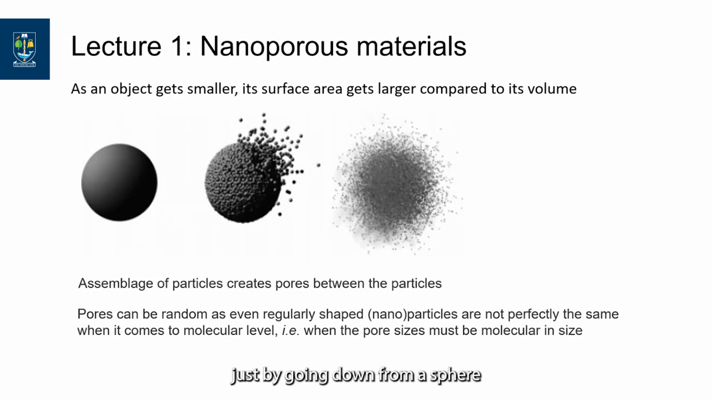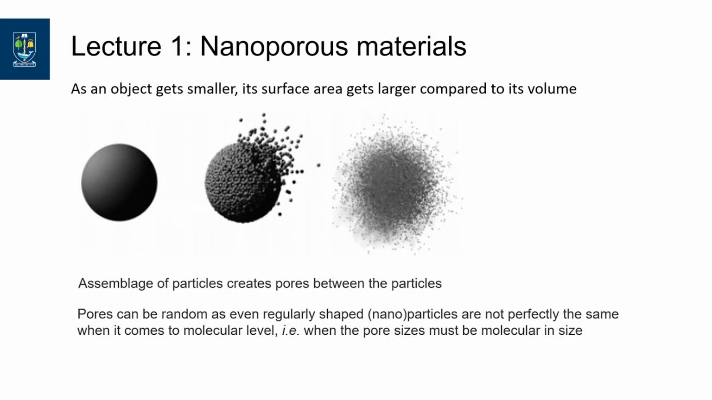Just by going down from a sphere which has a diameter of 1 centimeter to a sphere with a diameter of 1 nanometer, we are going to see an increase in the surface area by more than 10 million times. It is evident that reducing particle sizes can have a significant impact on surface chemistry, but in this lecture, we are interested in what impact the particle size may have on space between the particles and how we can measure it.